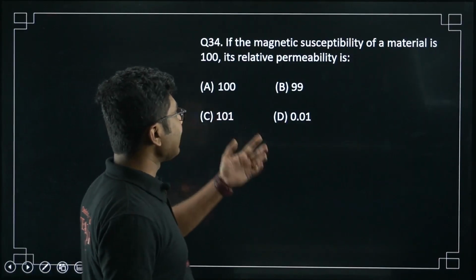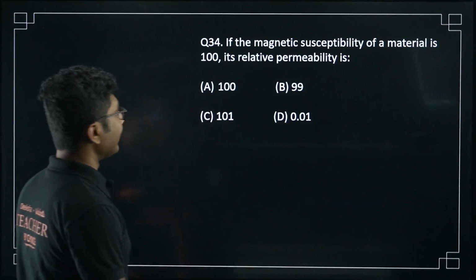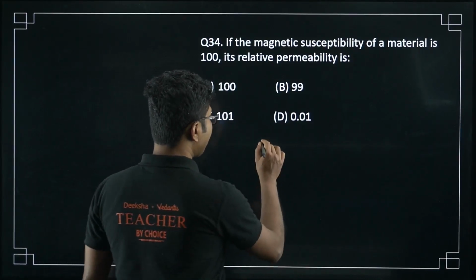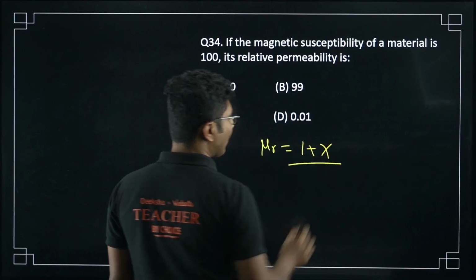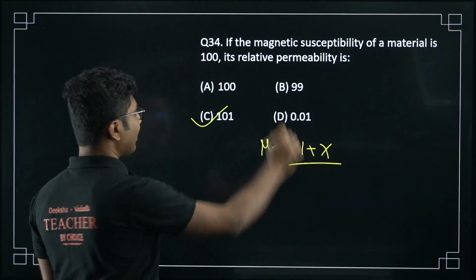Next, the magnetic susceptibility of a material is 100. Its relative permeability? Relative permeability is basically 1 plus chi, so that is 1 plus 100, that is 101.